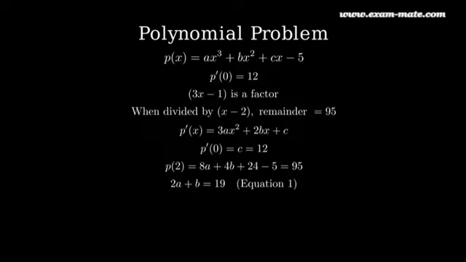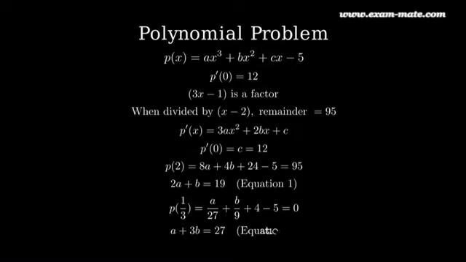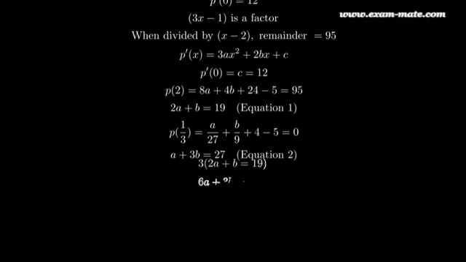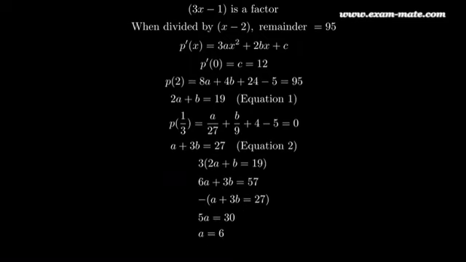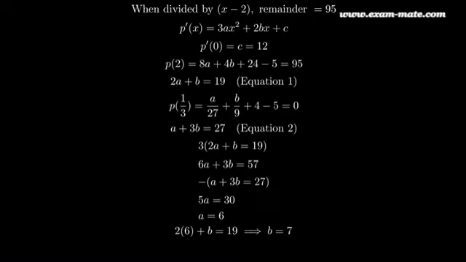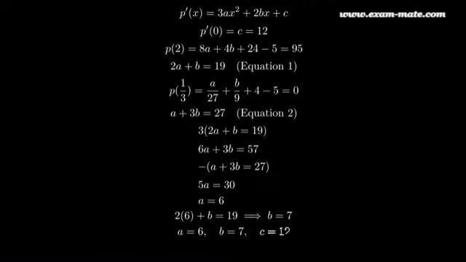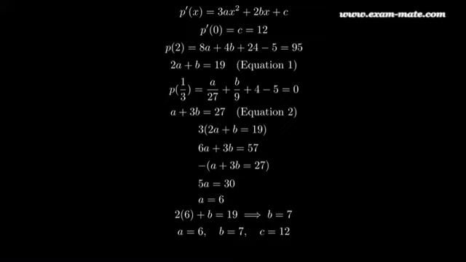Now for the factor condition. Since 3x − 1 is a factor, p of 1/3 must equal 0. When we substitute x equals 1/3 and c equals 12, we get a + 3b = 27. This is our second equation. Let's solve these equations simultaneously. Multiplying equation 1 by 3 and subtracting equation 2, we get 5a = 30, so a equals 6. Substituting back, we find b equals 7. Therefore, we have found that a equals 6, b equals 7, and c equals 12.